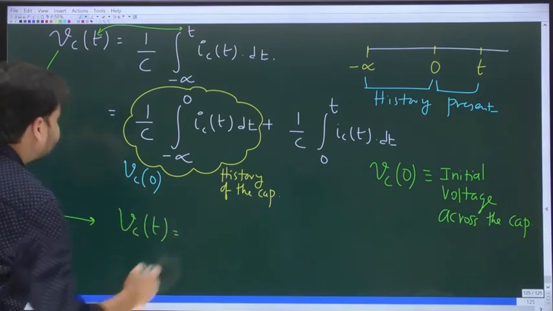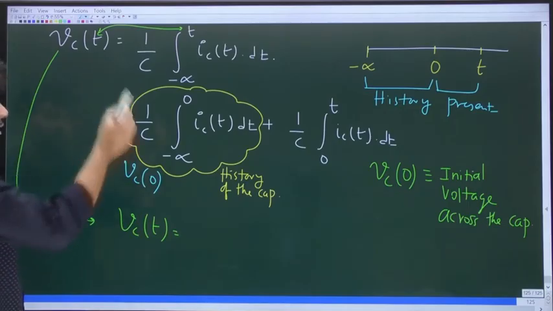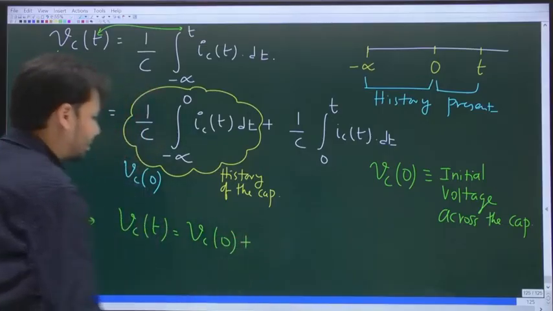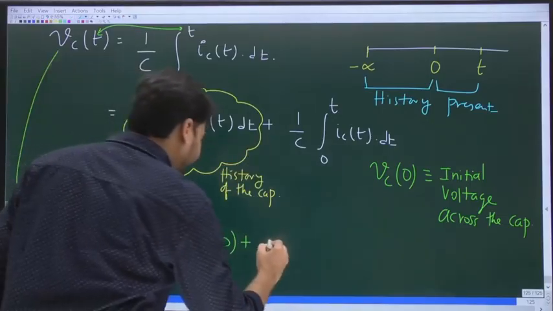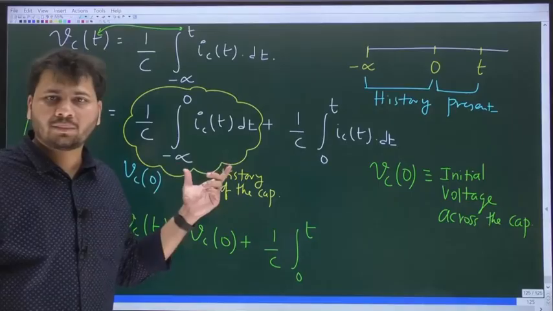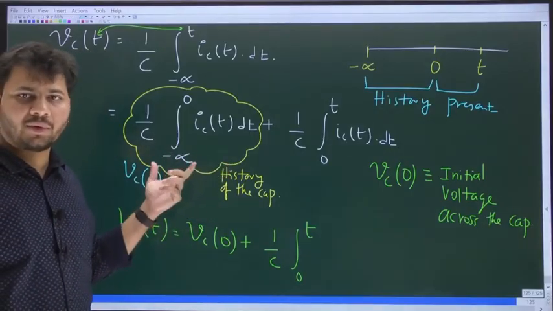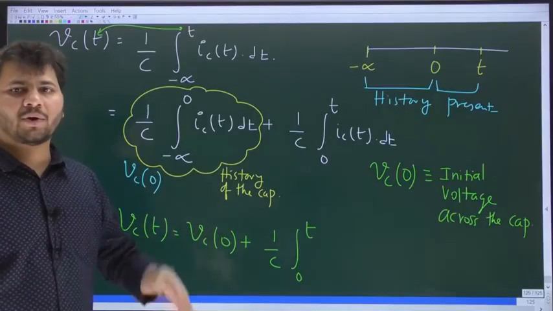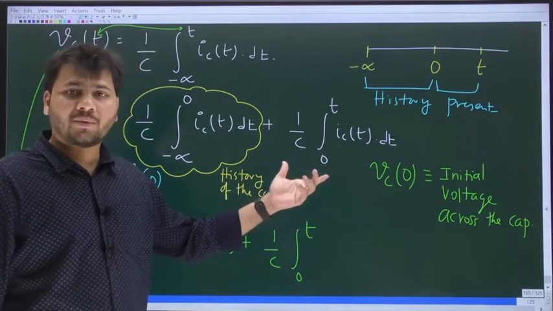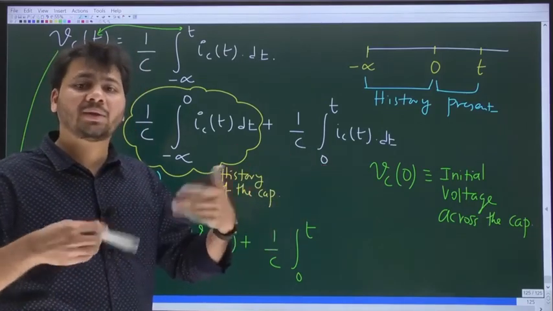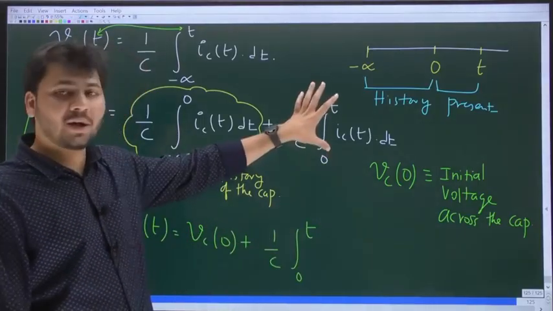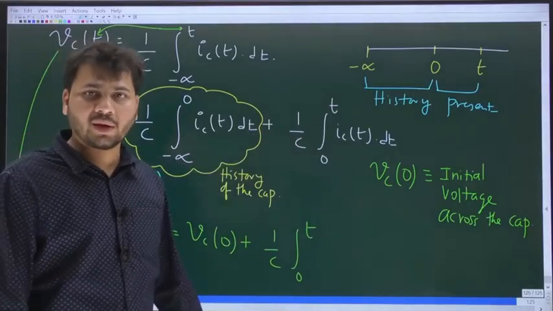Now what will this equation become? Vc of t. The entire first term is Vc of 0. Then we have the second term, which is 1 by c integral 0 to t. You see, the first term will account for what happened to the capacitor before the circuit starts at t equal to 0. That is history. The second term will represent what happened to the capacitor after the circuit has started at t equal to 0. That means for t greater than 0, what is happening to the capacitor, that information will lie in the second term.